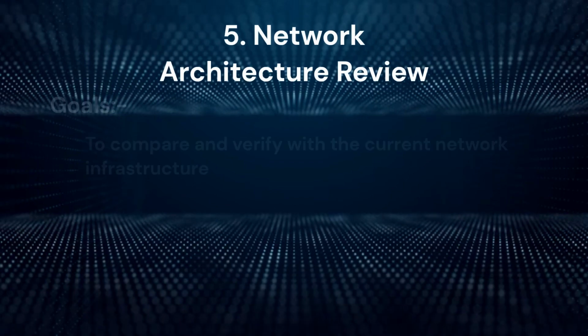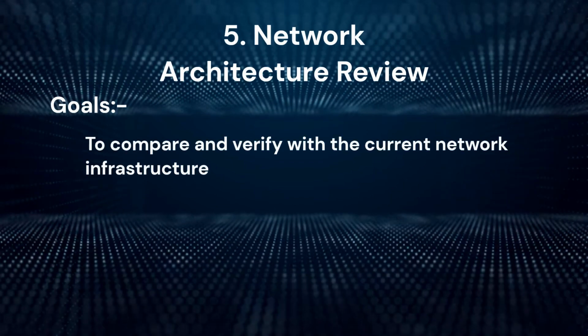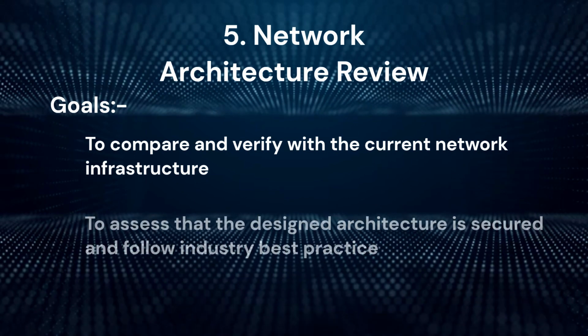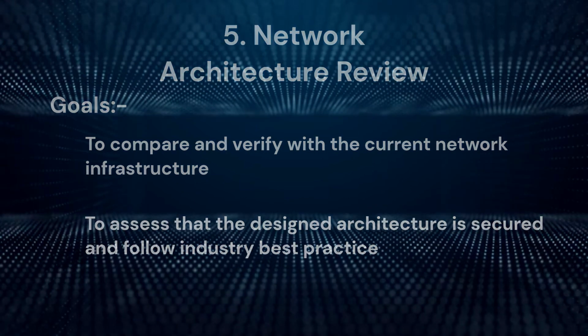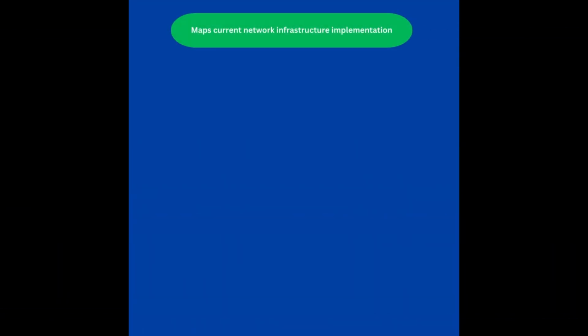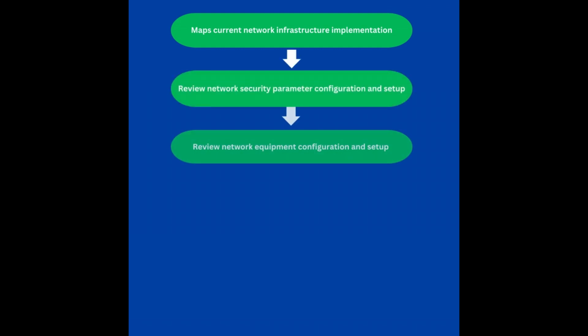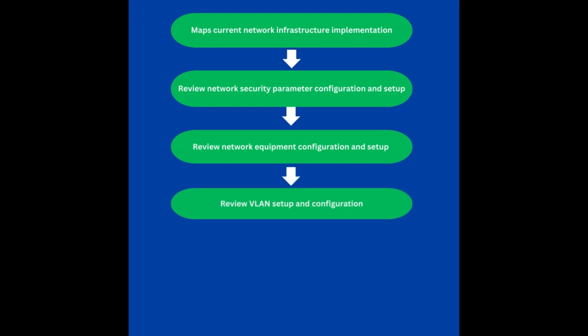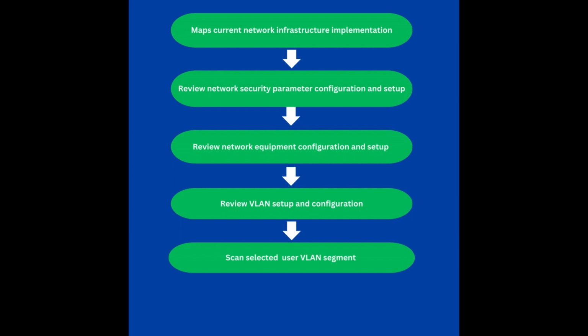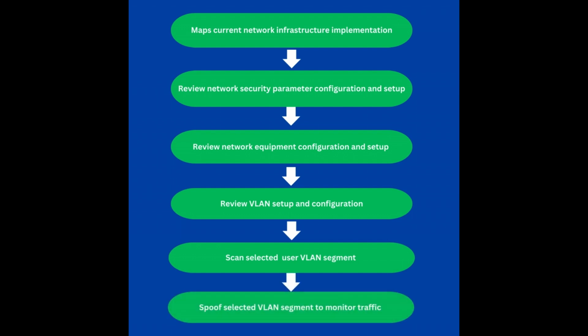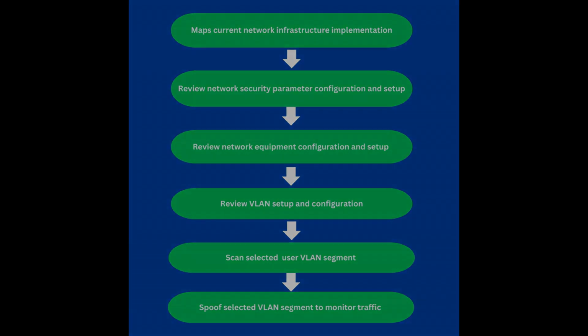The goals of the network architecture review are to compare and verify with the current network infrastructure, and to assess that the designed architecture is secured and follows industry best practice. The steps of network architecture review are: map current network infrastructure implementation against documented architecture, review network security parameter configuration, review network equipment configuration such as router and switch, review virtual local area network setup and configuration, scan selected user VLAN segment for any malicious activity and configuration, and spoof selected VLAN segment to monitor traffic in the network.